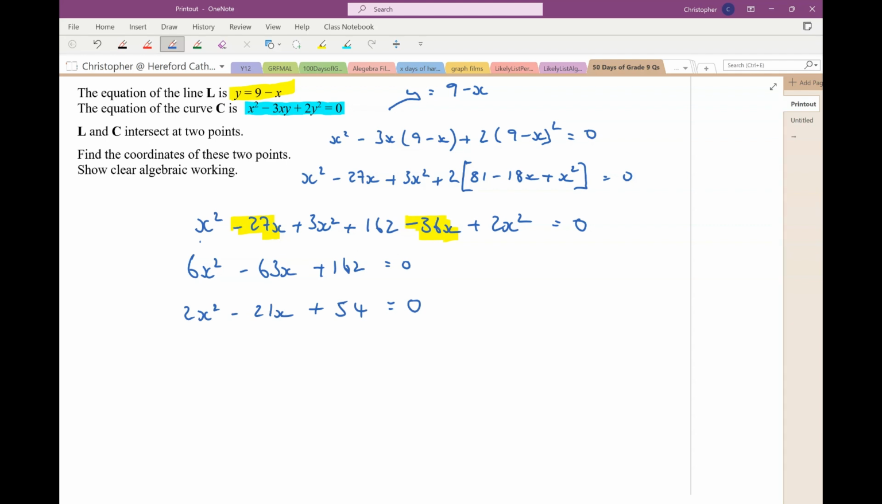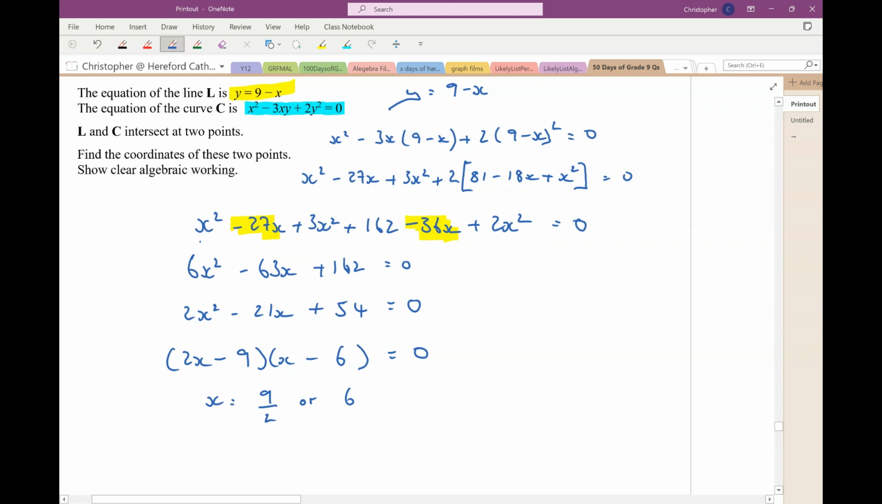Right, now I've got to try and factorise here. 2x and x it's going to have to be, isn't it? Right, it's going to have to be a minus and a minus. Now 54, 9 sixes. Is that going to work? If I put the 6 here, then I get minus 12, and the 9 there gives me another minus 9, which is minus 21. Look at that, it does. So x will be 9 over 2 or 6.